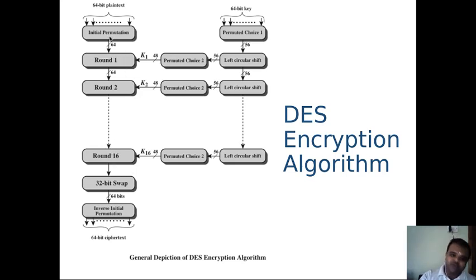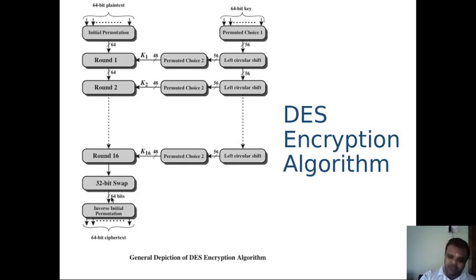So 64 bits goes into round 1. You get 64 bits of, can't say ciphertext at this point of time. Each round has a 64-bit input and gets a 64-bit output. It goes into round 2, and you get 64 bits of output over here. You go into round 3, round 4, all the way down to round 16. You get 64 bits of output here. It goes into a 32-bit swap. Let's see what it is.